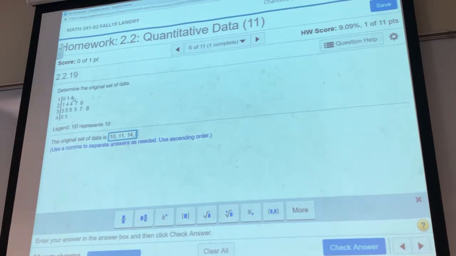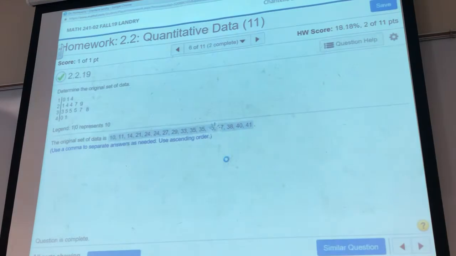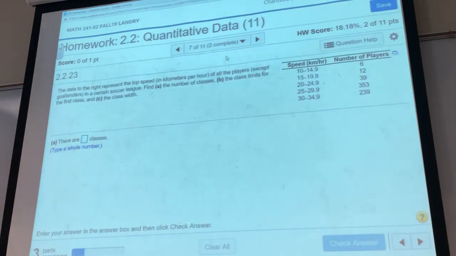And then we have a 21, 24, another 24, a 27, a 29, 33, 3 35s, a 37, 38, a 40, and a 41. They say to put it in ascending order, but this should already be in ascending order, so you don't have to worry about reorganizing them. Okay. Those are the 2 I wanted to go over from that homework.